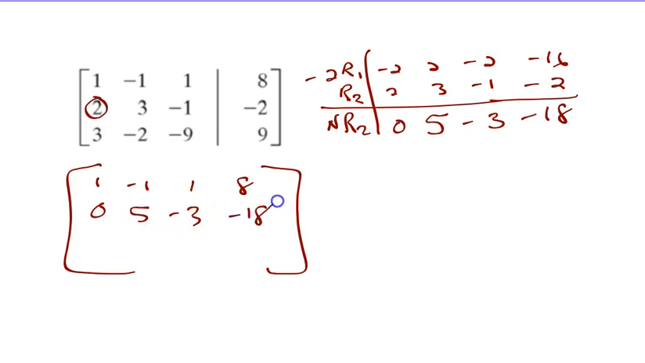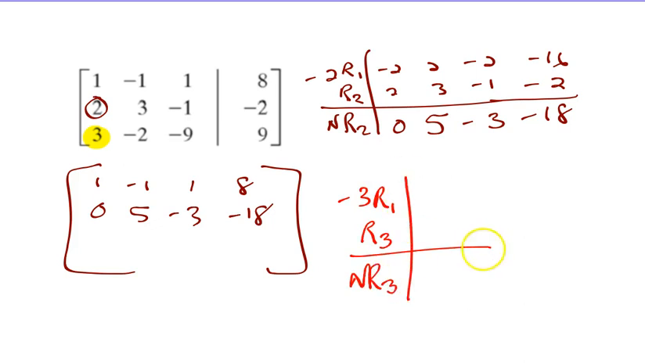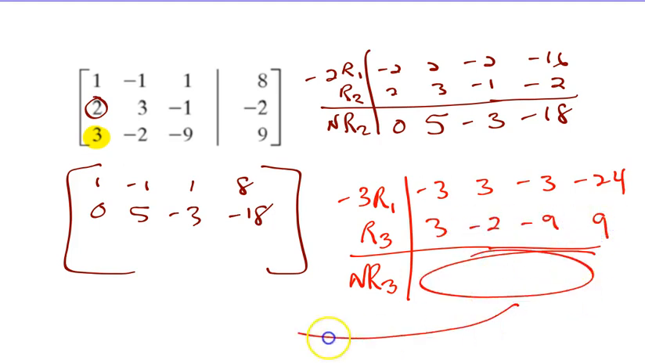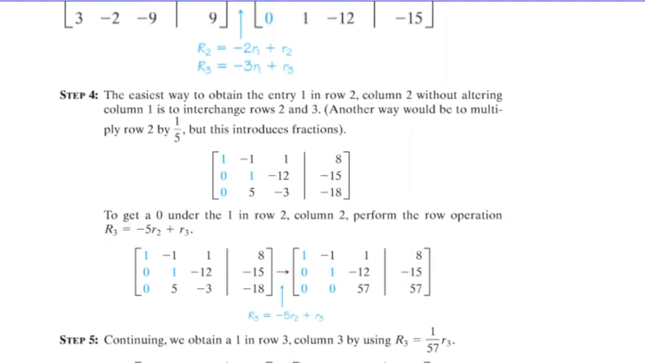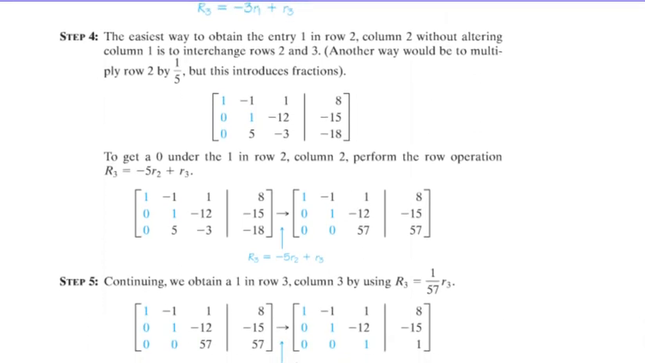5, -3, -18. My next goal would be to zero out that 3. And I can do that by multiplying row 1 by -3 and adding it to row 3 to come up with a new row 3. So I'll do this one more time. -3, 3, -3, -24, row 3, and then I add, and I place that row here, and I continue with this process until I get this row of diagonals here, and then I back sub.